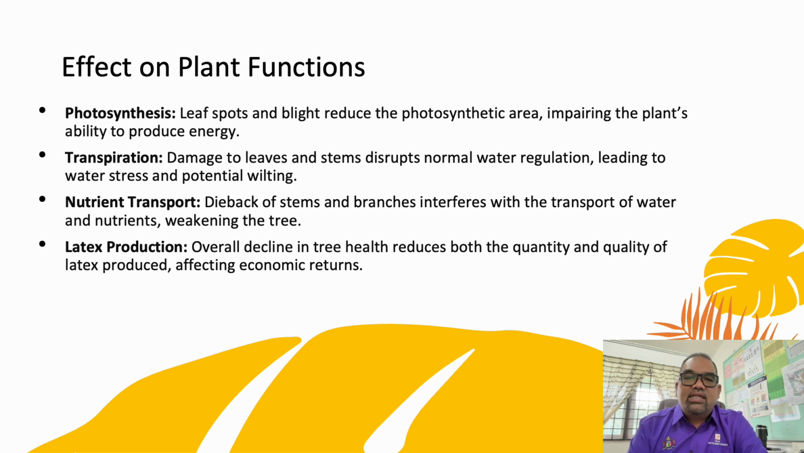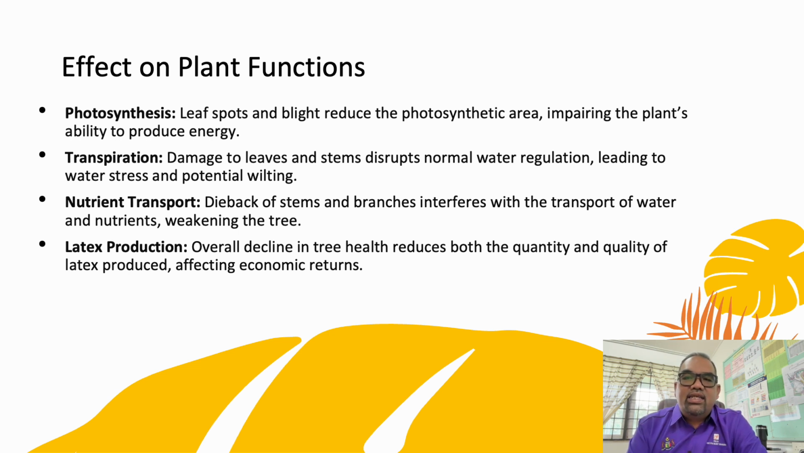Secondly, the disease disrupts transpiration, the process by which water is absorbed by the roots and released as vapor from the leaves. Damage to the leaf and stem tissue disrupts this normal water regulation, leading to water stress and potentially causing the tree to wilt. Moreover, the dieback of stems and branches interferes with the transport of water and nutrients throughout the tree, weakening its overall structure.